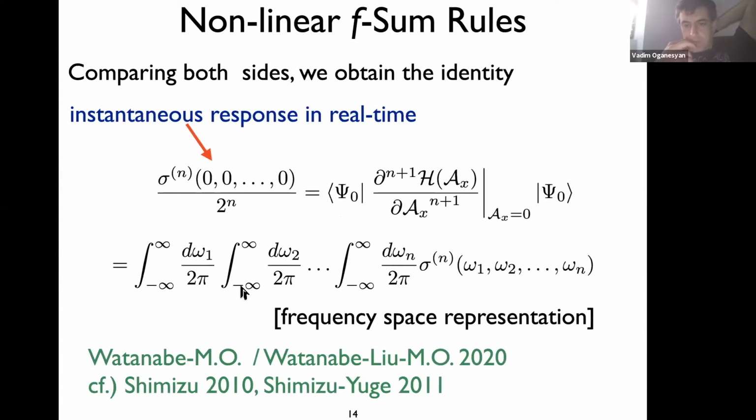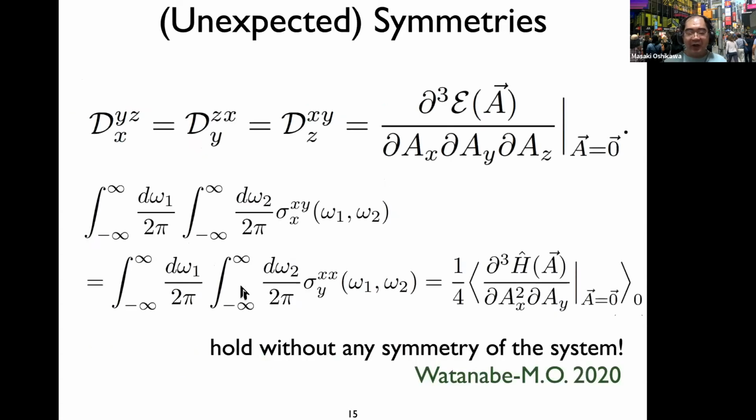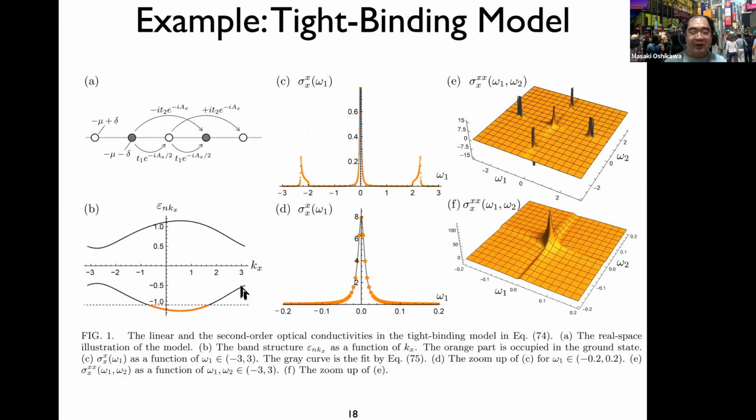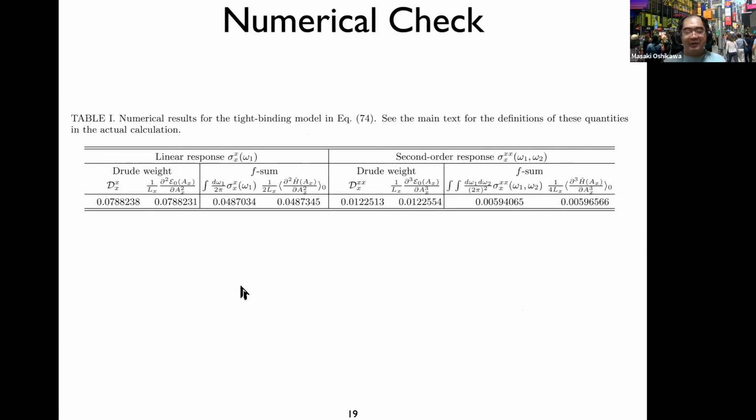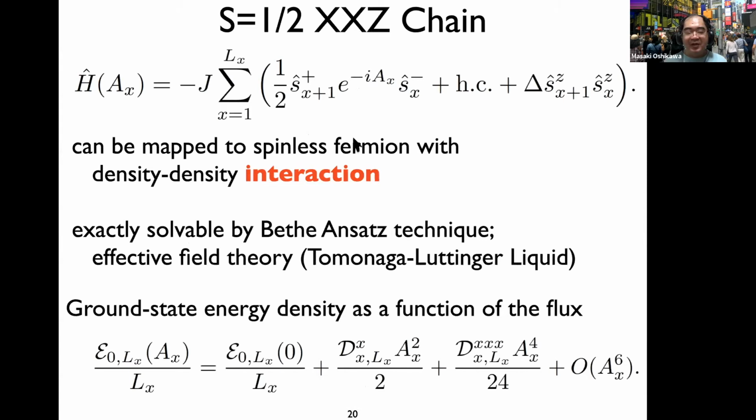My point is that I can derive the nonlinear generalizations of the Kohn formula and the f-sum rule in a unified way, and the result turned out to be a rather compact expression. But there are subtleties, so let me skip this part. We did check this formula in the tight binding model, but you might think it's kind of trivial for a free fermion system. So let me briefly mention some interesting results for the spin 1/2 XXZ chain.